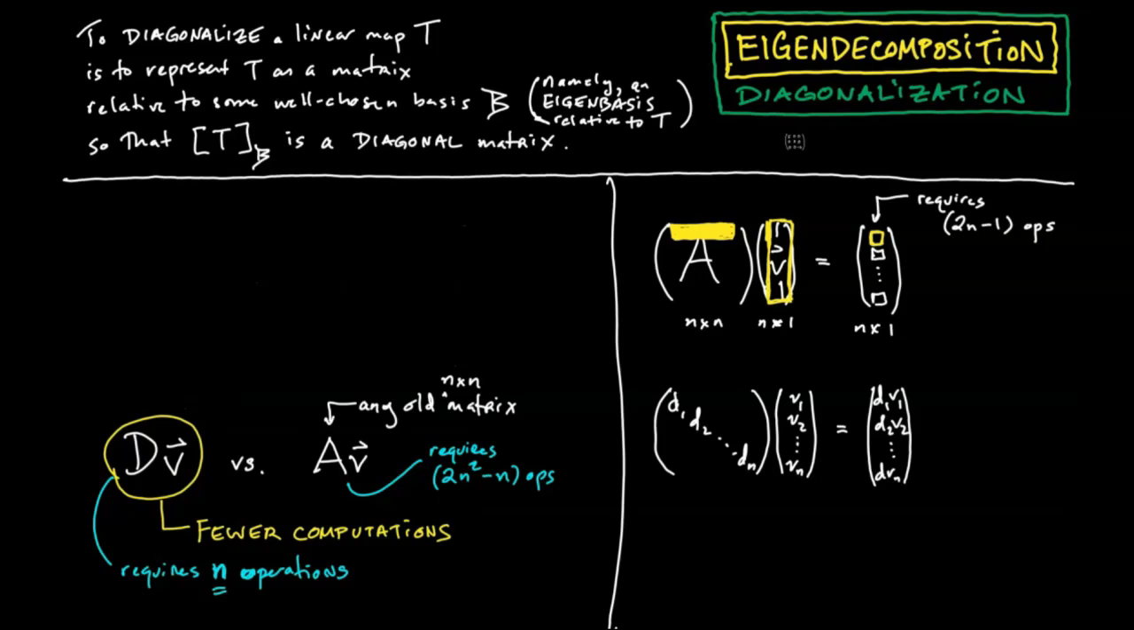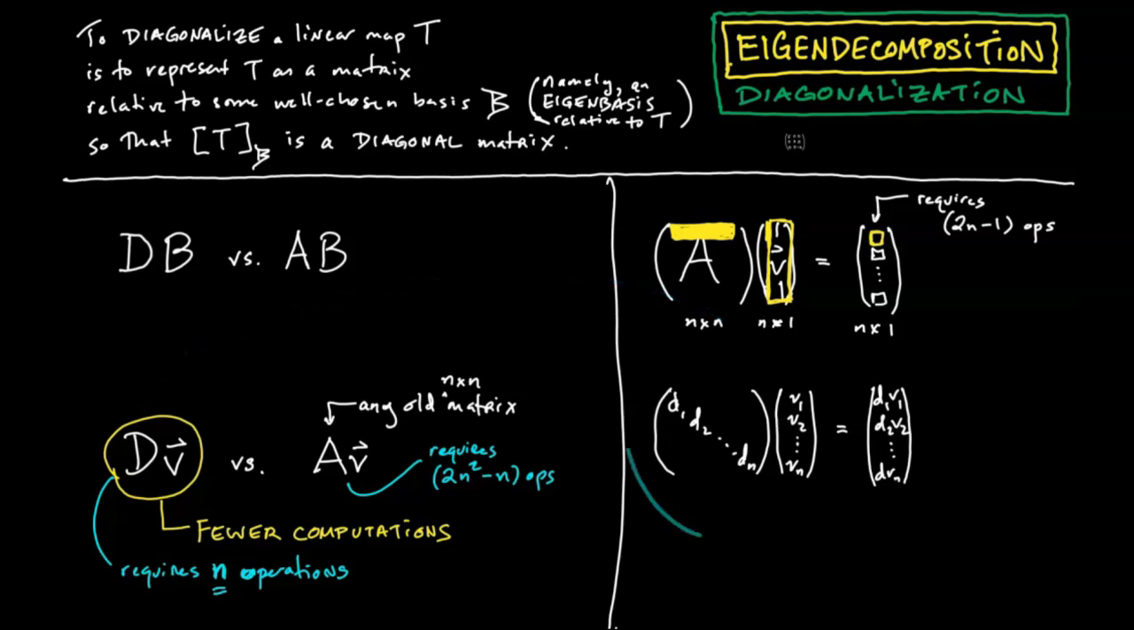But the blessings of working with diagonal matrices are not confined to matrix vector multiplication. It works with matrix multiplication as well. If we have some matrix B, n by n, and we multiply that matrix on the left by, on the one hand, a perfectly ordinary matrix A, and on the other, a diagonal matrix D, then the multiplication with the diagonal matrix will once again require far fewer computations, far fewer basic arithmetic operations to carry out.